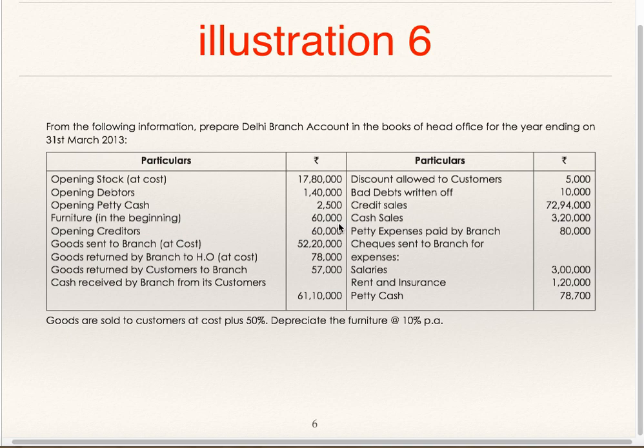So in the branch account, debit side: to balance carried down. Below that, creditors, you will have the same figure 60,000. Opening creditors go on the credit side of the branch account as by balance brought down. Closing creditors go on the debit side of the branch account to balance carried down.